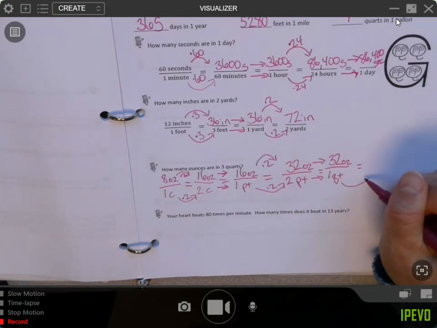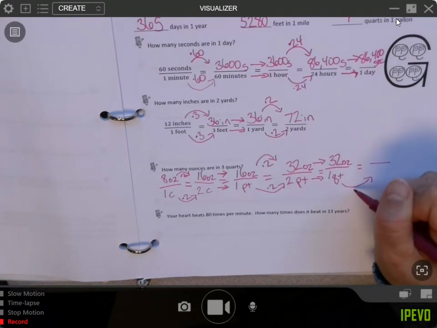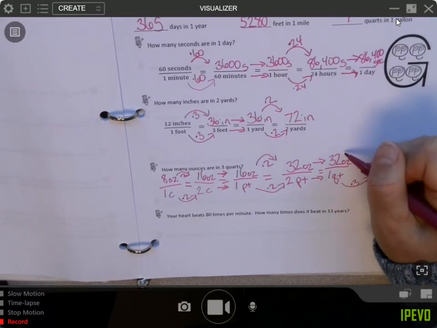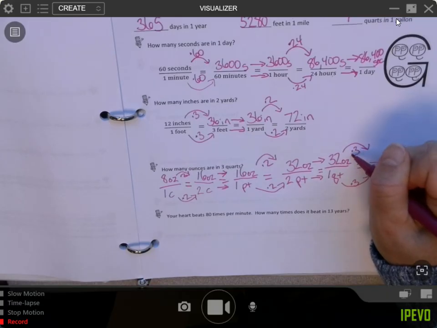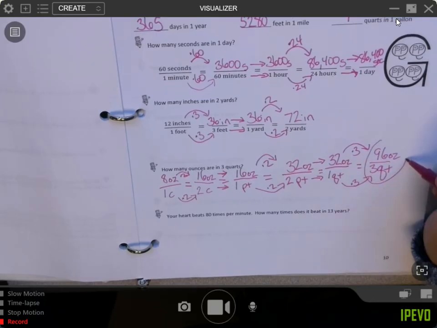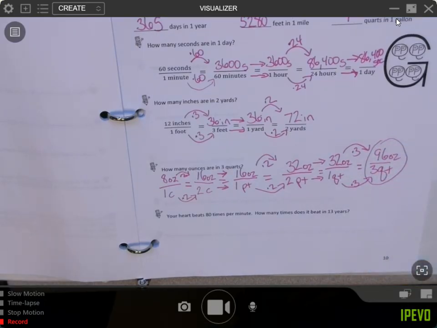Multiply both by 3, so 3 quarts. Yeah, I want to get to those 3 quarts, so I'm multiplying by 3. 32 times 3 is 96. So I know there are 96 ounces in 3 quarts.